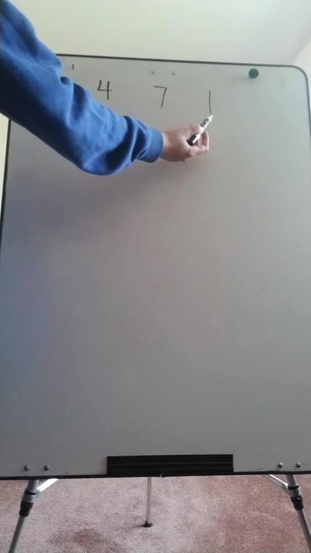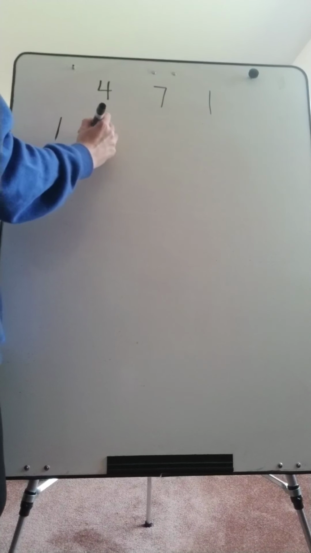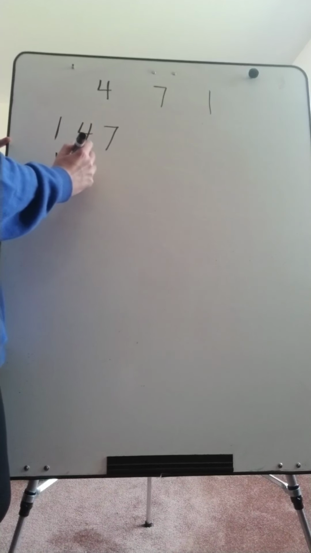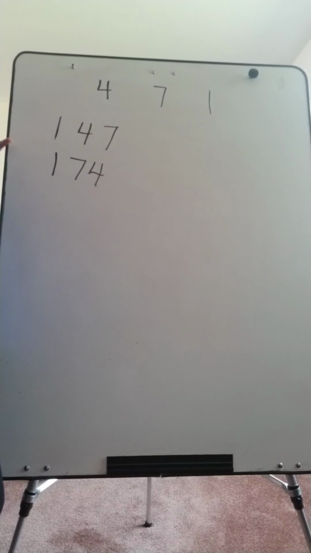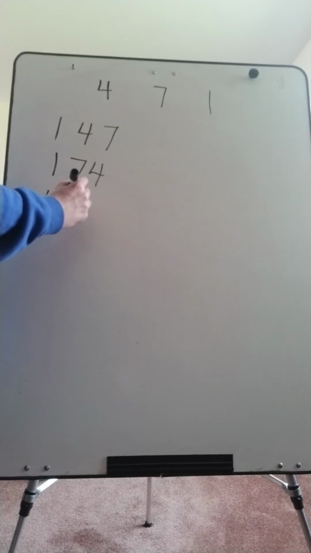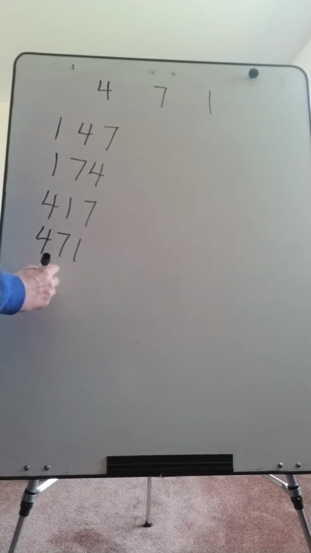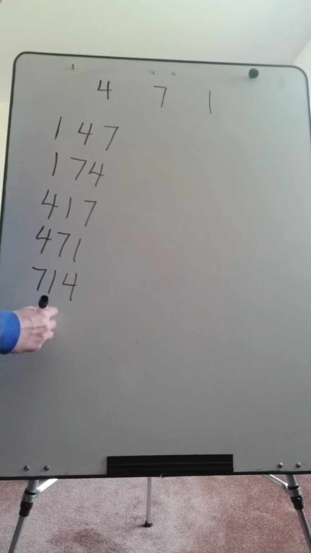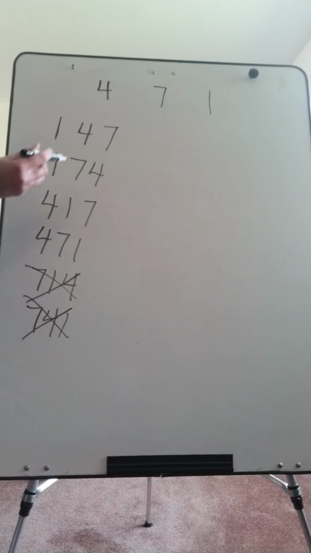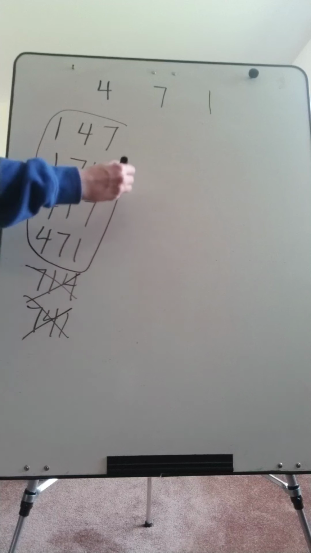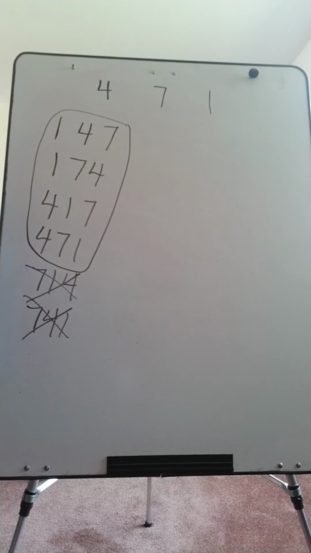So let's start with the small one. So we can do 147, or we could do 174. We could do 417, or we could do 471. We could do 714 or 741. So now looking at our options, anything above 500 we're going to cross out. Okay, so we are left with these 4. Okay, so he can make 4 numbers.